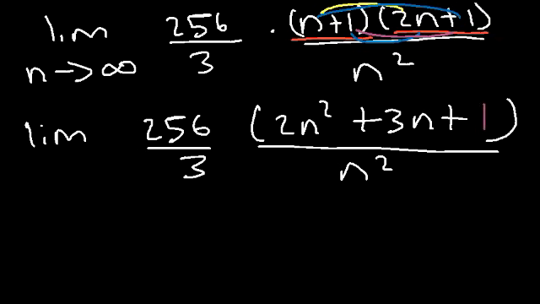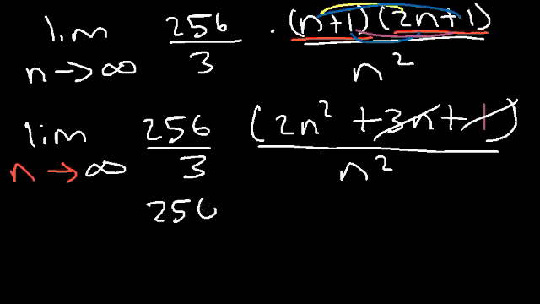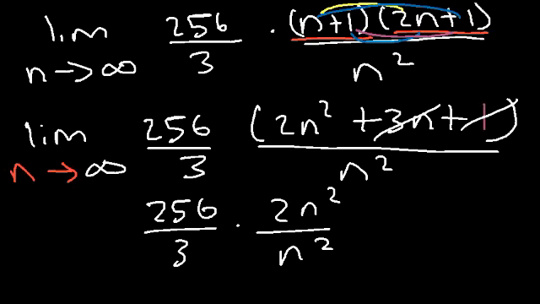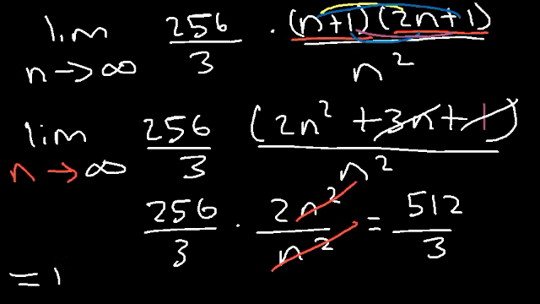Now what's going to happen when n becomes very large? When n approaches infinity, the terms 3n and 1 are insignificant compared to 2n squared. If you replace n with 1,000, 3n is 3,000, but 2n squared is 2 million. 2 million plus 3,000 is still about 2 million. So this expression reduces to 256 over 3 times 2n squared over n squared, where n squared cancels out and reduces to 2. 256 times 2 is 512. So you get 512 over 3, which is 170.67, which is the exact answer.